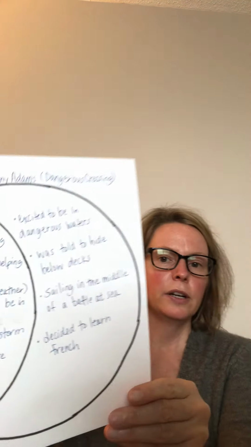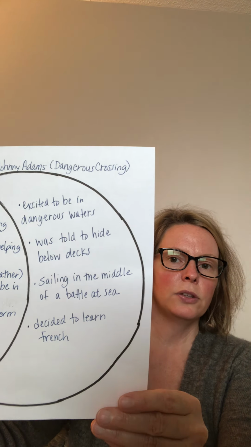Now, if we consider the part just about Johnny, the story that we just read, Johnny, unlike Nathan, was excited to be in dangerous waters. However, when Nathan was needed to help the injured sailors, Johnny was told to go below decks. They wanted him to hide below when it became dangerous and when the storm started coming. Johnny was sailing in the middle of a battle at sea, so his was more of a war he was sailing in addition to a storm, where Nathan's was a hurricane.